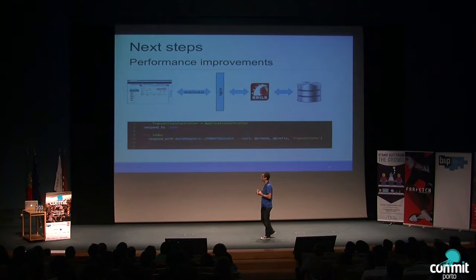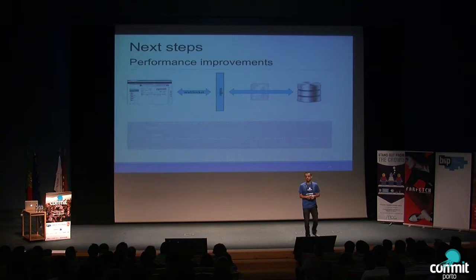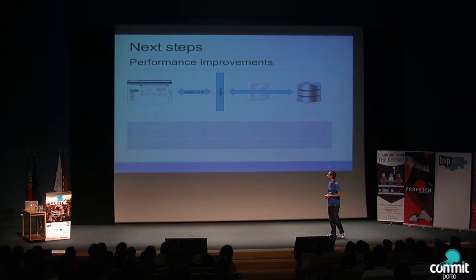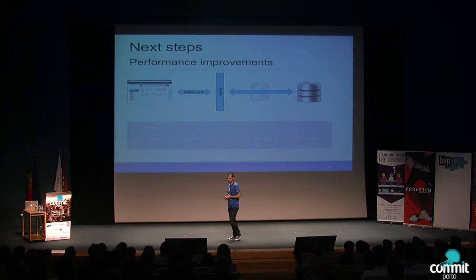But still, we feel Rails isn't fast enough for our needs. So what we are working on now is to make Nginx talk directly to the database in order to remove what is effectively a very thick layer in this stack. I can't go into details because this is in a very early stage, but it's the next step in improving our speed.